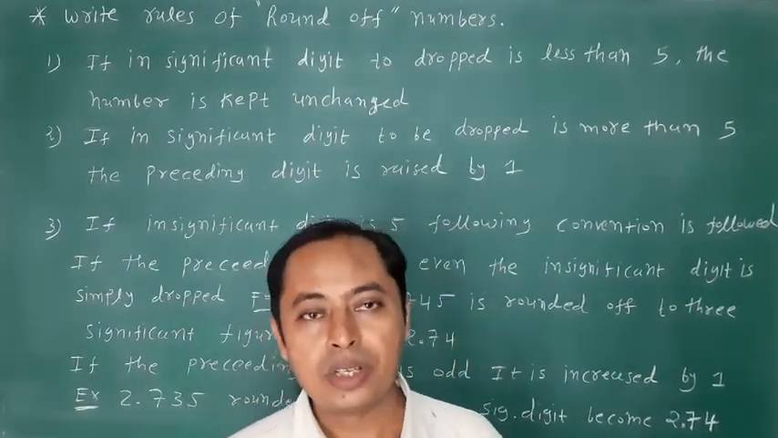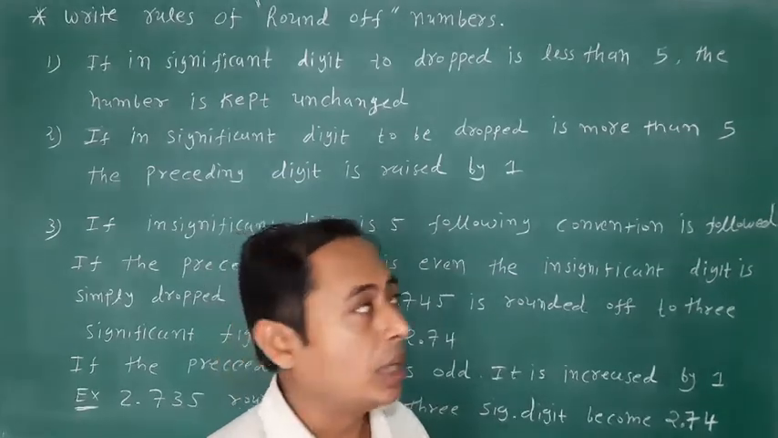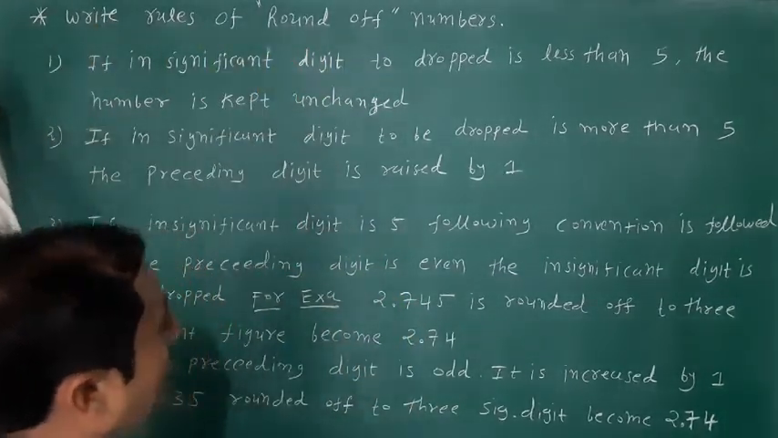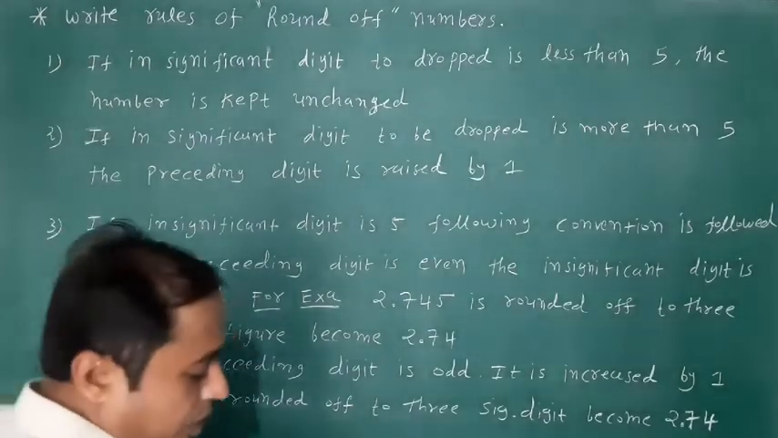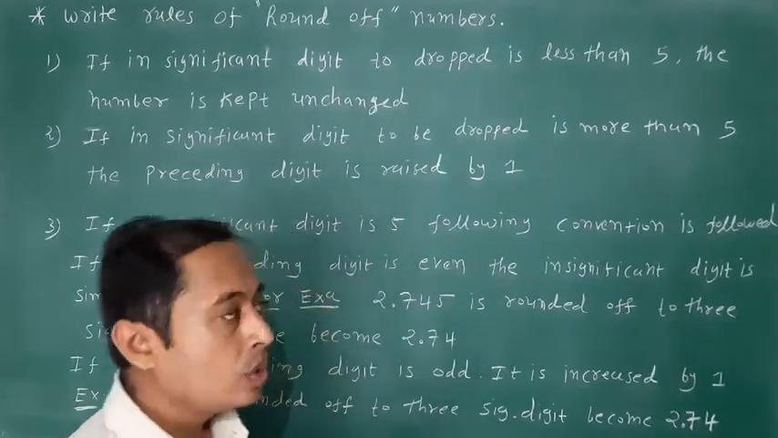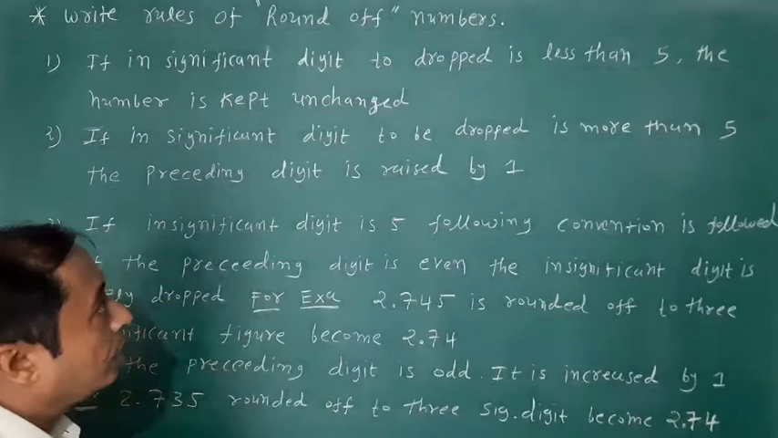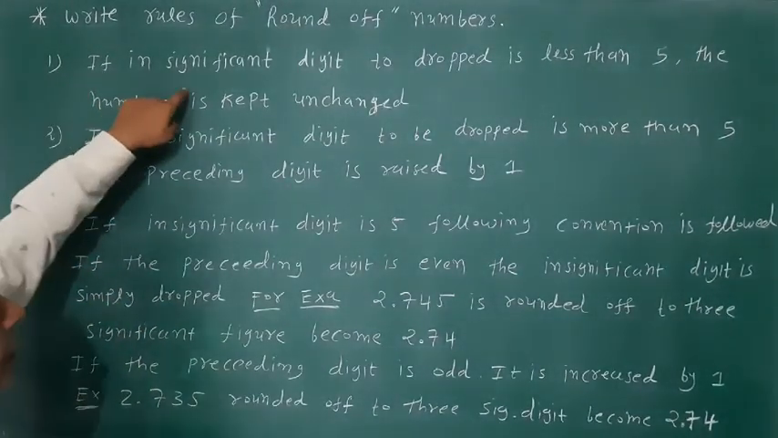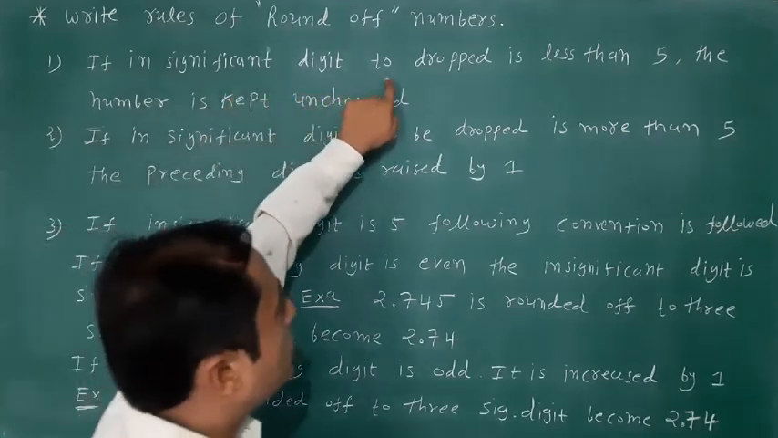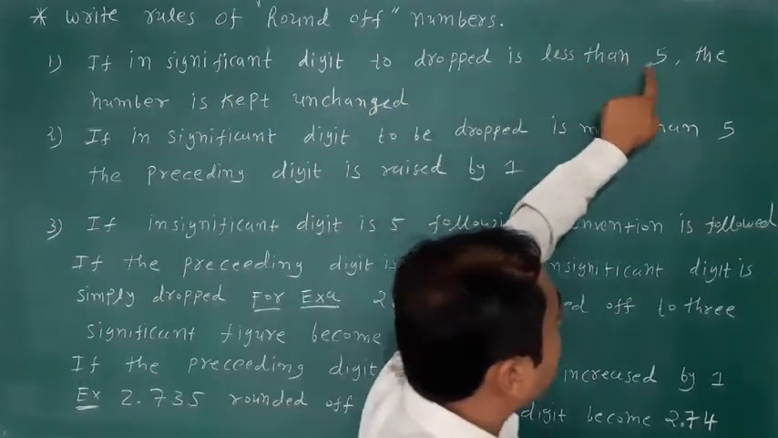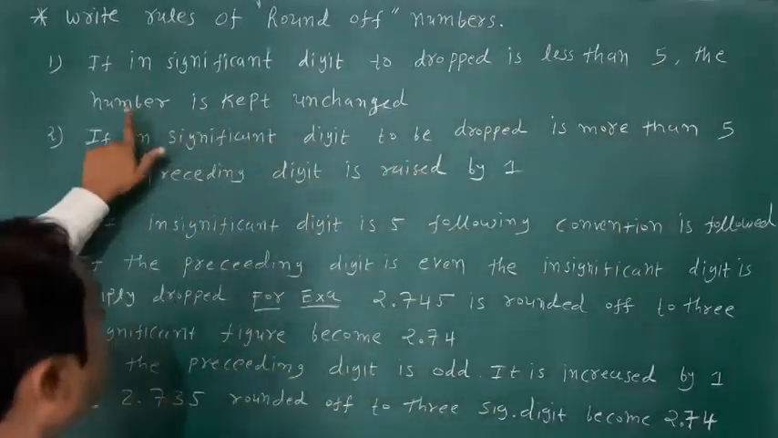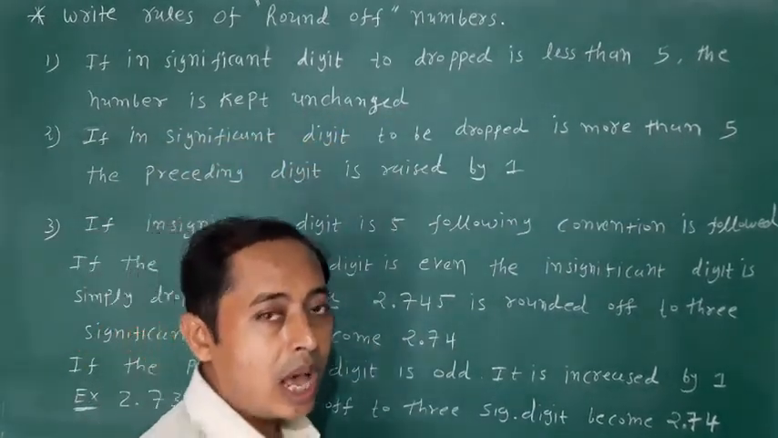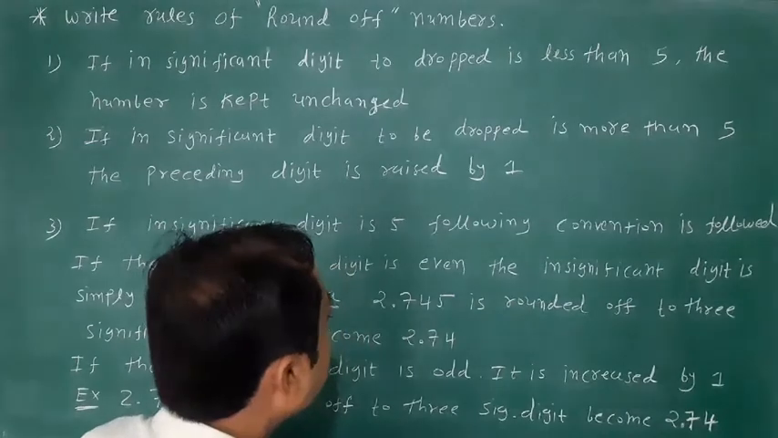Today I teach the rules of rounding off numbers. Friends, now we have three rules for rounding off. First rule: if the insignificant digit to drop is less than 5, the number is kept unchanged. Suppose I give one example.